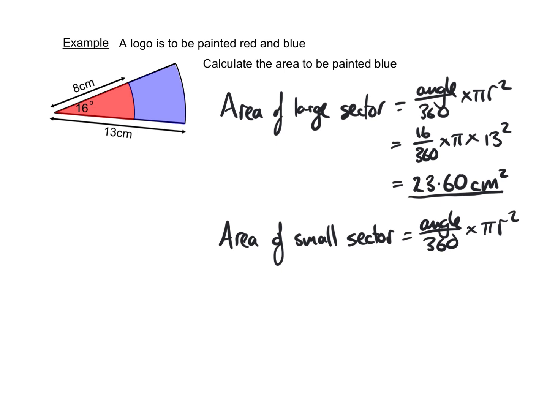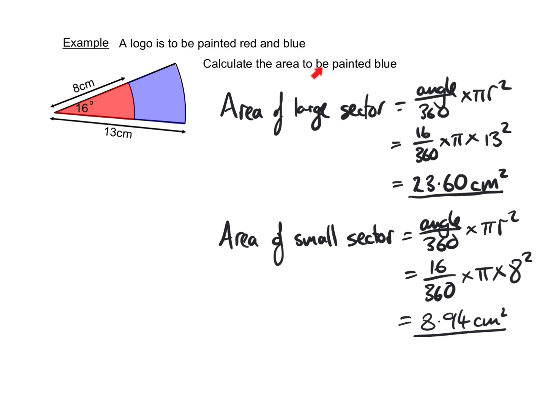So we have angle over 360 is going to be 16 over 360. It's the same angle, times pi times r squared. Now because this time we're looking for the small sector, we need this small radius here of 8. So that's going to be times 8 squared. Typing that into my calculator, we end up with 8.94. And again, square units for an area, that's square centimetres. And again, part of our answer, but we're not quite finished yet.